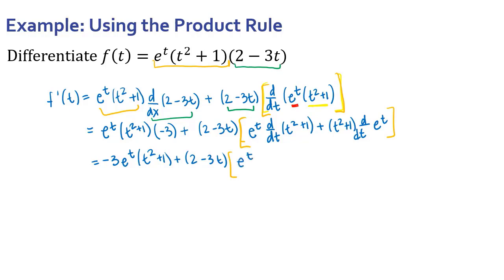That's going to give us e to the t times the derivative of t squared plus 1. The derivative of t squared is 2t. The derivative of 1 is just 0. So the derivative of t squared plus 1 is just 2t. And then over here, the derivative of e to the t is just e to the t.